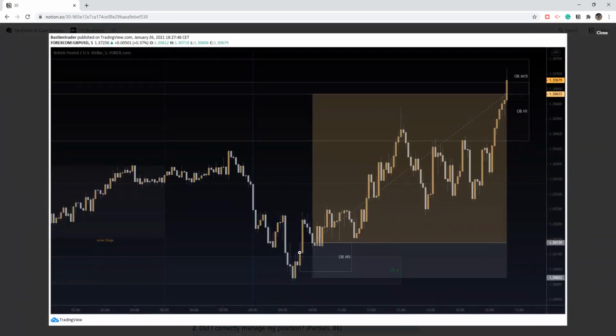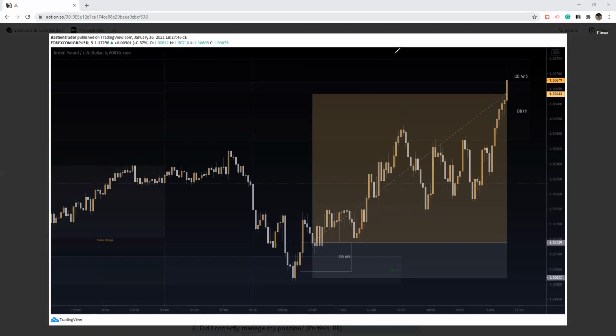Let me see, it respects it, pulls back. So this is first mitigation. Then we break the structure. But then if we try to search for an OB, yeah, all of that stuff right there, it's not clear. Then we consolidate again. Then we break another structure. So maybe an entry could be taken from this because this is a clear OB. And here we go. Maybe a trade from right there. Yep. Push, push, push. Yeah, all right.